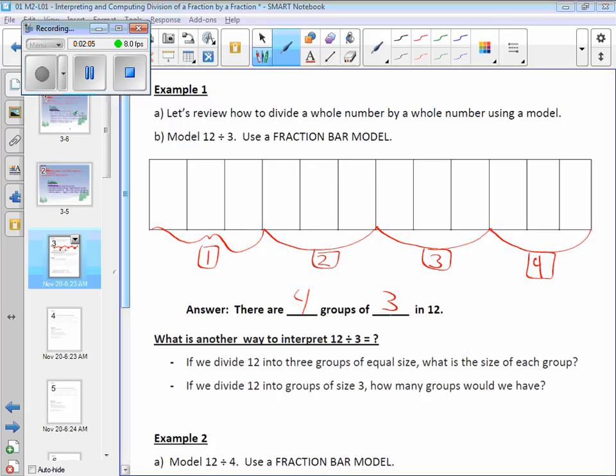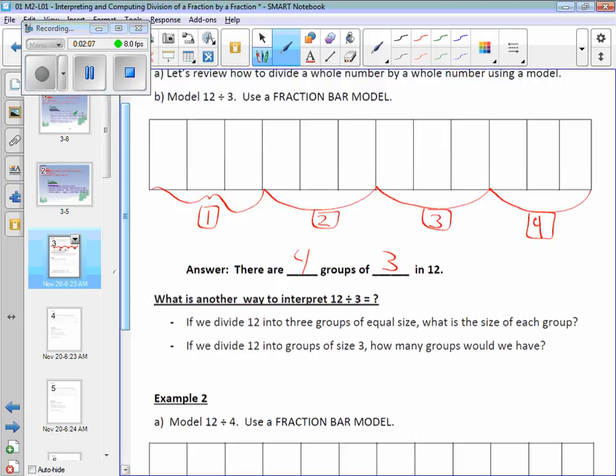There's another way we can word it. If we divide 12 into 3 groups of equal size, what is the size of each group? Amanda? Correct. 4.